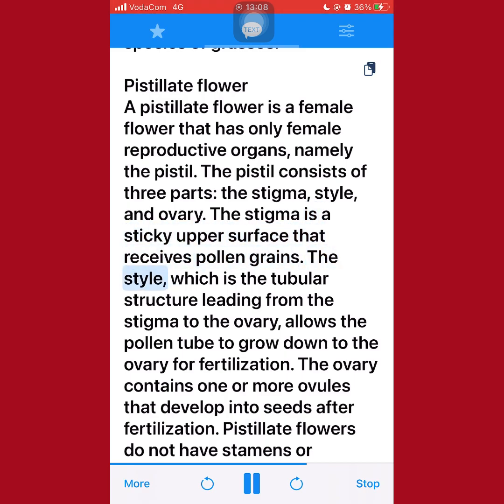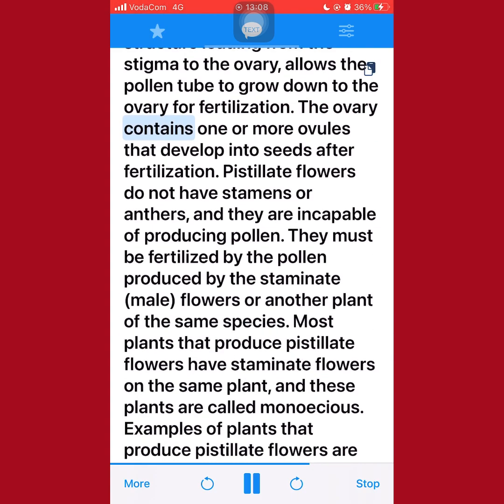The style, which is the tubular structure leading from the stigma to the ovary, allows the pollen tube to grow down to the ovary for fertilization. The ovary contains one or more ovules that develop into seeds after fertilization. Pistillate flowers do not have stamens or anthers, and they are incapable of producing pollen.